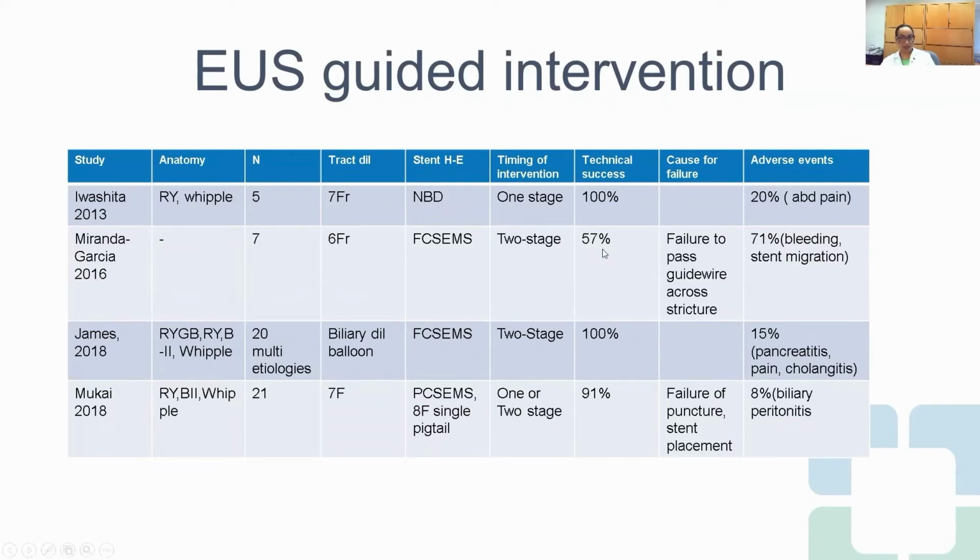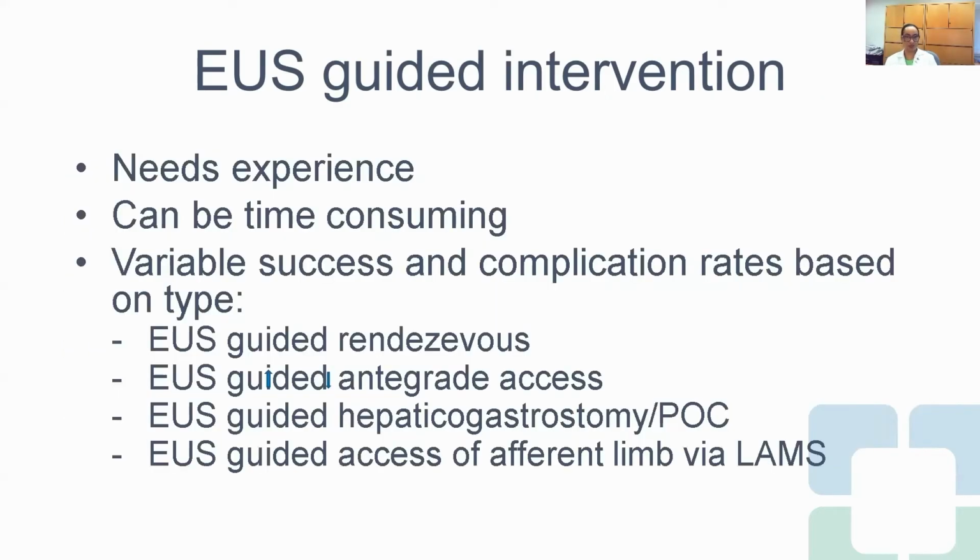Technical success was quite variable, and adverse events were also variable, from as low as 8% to 70%. The failure was largely attributed to failure to pass the wire across the anastomotic stricture or failure to puncture the bile duct, because unlike malignant obstruction, benign anastomotic strictures don't have a really large intrahepatic biliary dilation, so that can make EUS-guided interventions more tricky.